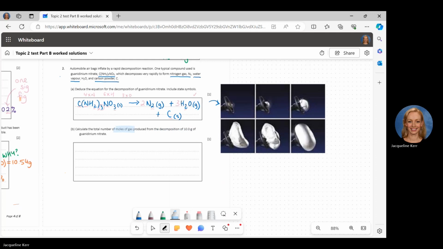Now, the state symbols are quite important because actually moles of gas, what inflates the airbag, is critical to this next part of the question. So if there are 2 moles of nitrogen gas and 3 moles of water vapor gas, there are 5 moles of gas altogether for every mole of guanidinium nitrate that decomposes.